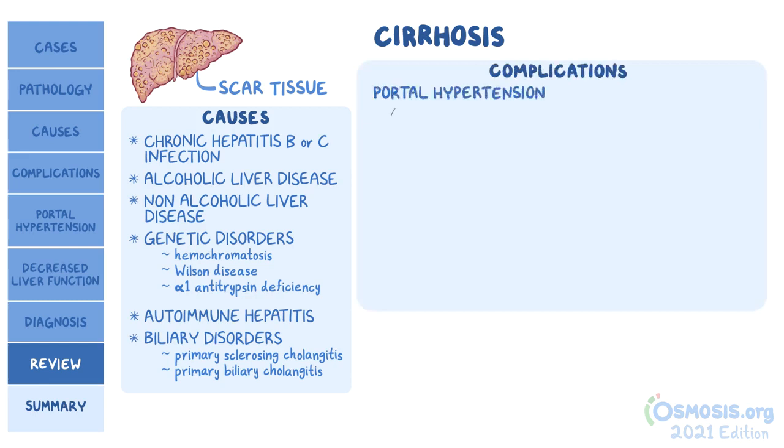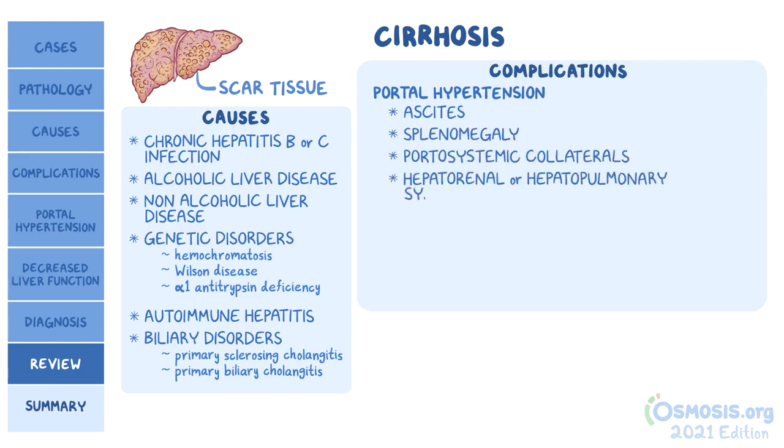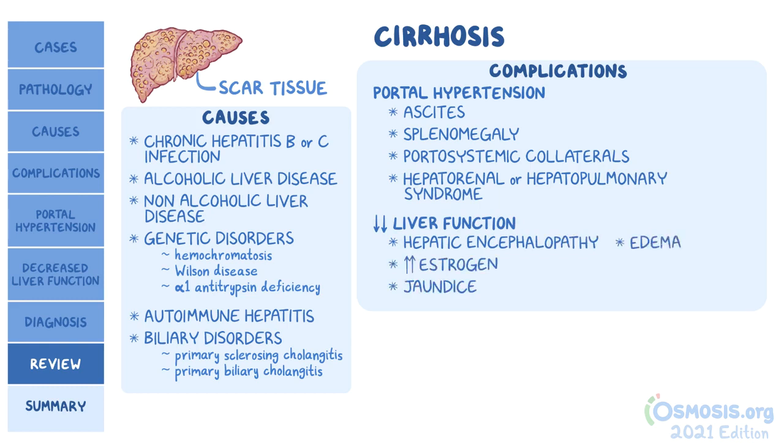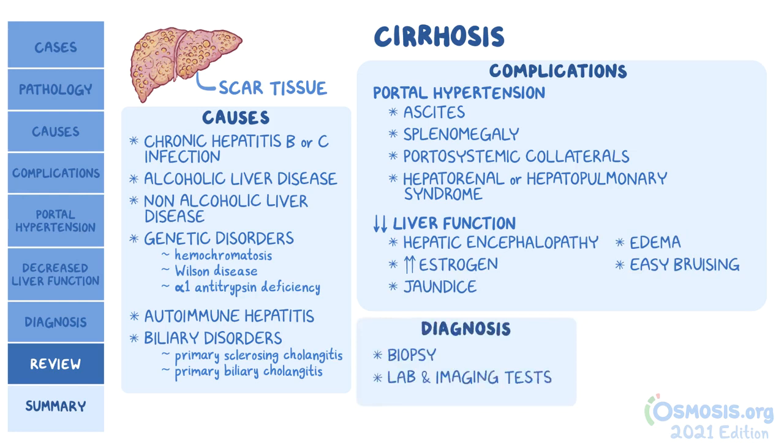Portal hypertension can lead to ascites, splenomegaly, portosystemic collaterals, and hepatorenal or hepatopulmonary syndrome. Decreased liver function can lead to hepatic encephalopathy, increased estrogen, jaundice, edema, and easy bruising. Diagnosis is done with a biopsy or through lab and imaging tests. It's important to identify and treat the cause of cirrhosis because the only treatment for advanced cirrhosis is a liver transplant.